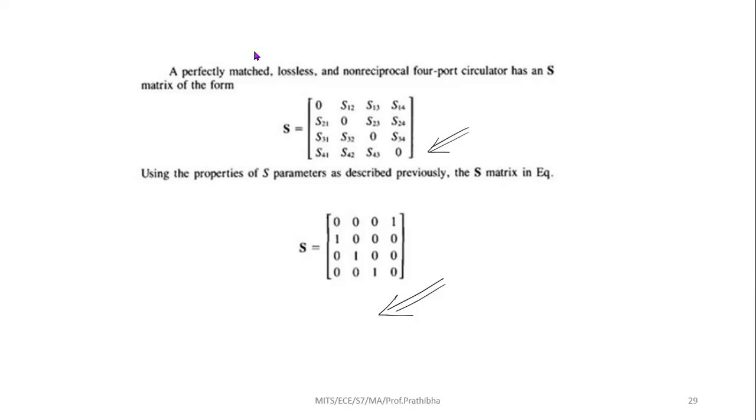Have you completed, everyone? I just want the S matrix from all of you for the circulator. We have derived it for the directional coupler today. We know what a circulator is, so I just want the S matrix completed quickly. This is for a circulator. Completed, class?